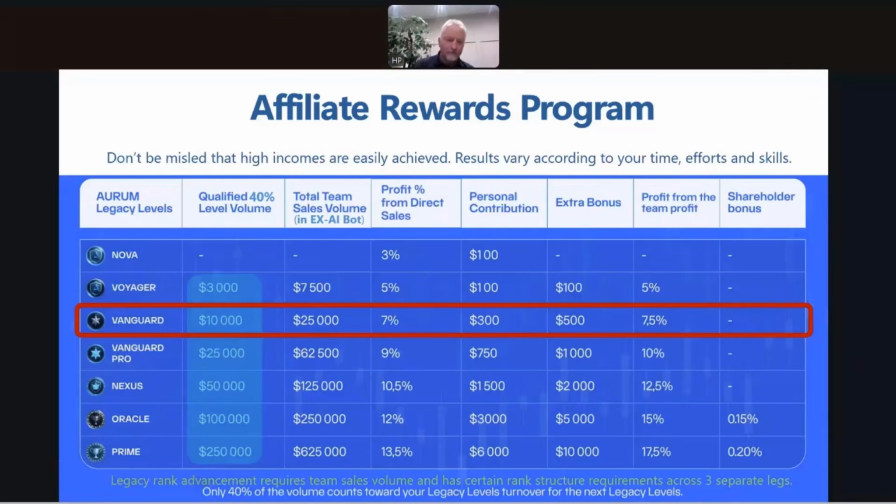So we want to look at that. The other thing we want to know is once we reach Oracle, we get into the shareholder bonus. The company reserves 3.175% of every trading profit. They put it in a pool. And once you reach Oracle, you start sharing in the trading profits of all of the customers in the world.